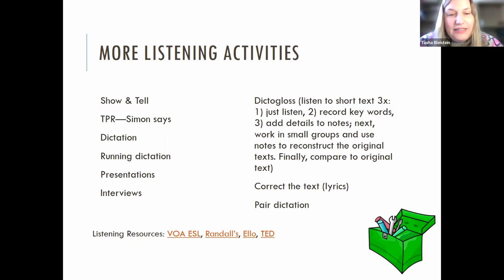Some listening resource websites that you can use. If you want listenings to share with your learners, there's VOA, ESL, Randall's Listening Lab, ELLLO, and TED Talks, of course. TED-Ed, I really like. There's others, but those are some places, depending on the level of your students, where you might find good listening resources.